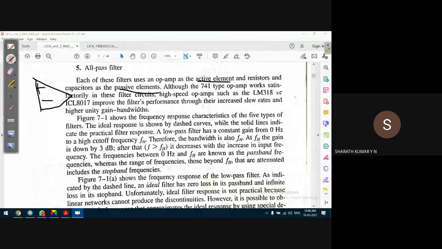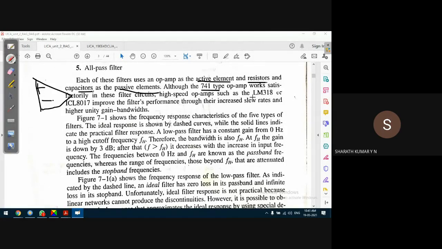It will amplify the signal. That's fine. An amplifier may attenuate, but it cannot limit the signal. It cannot be a filter as it is. So for filtering purposes, we have to use a resistor and capacitor as passive elements. The 741 type of op amp works satisfactorily in these filter circuits.